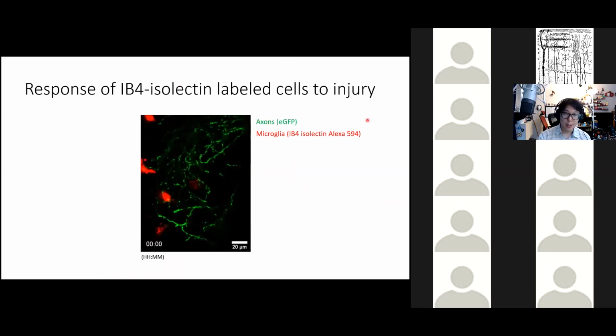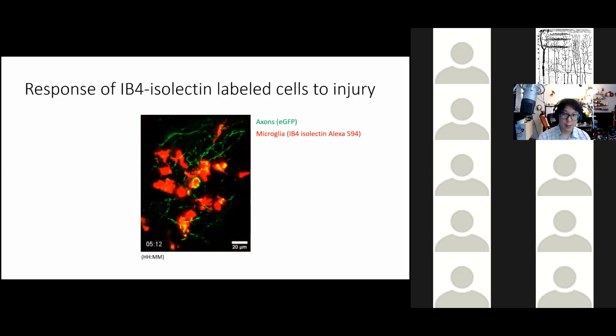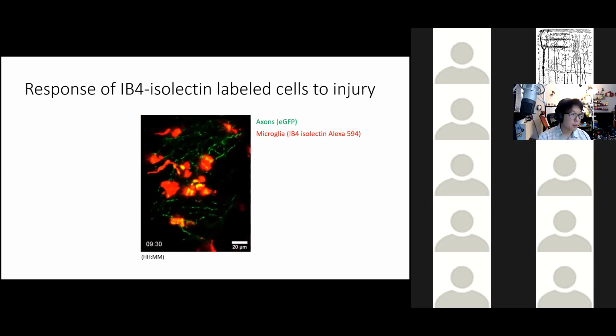So just to show that IB4 isolectin does indeed label microglial cells, we performed a laser ablation injury to the neuropil. And as you can see, the IB4 isolectin labeled cells mobilize to the injury site and phagocytose injured tissues, providing functional confirmation that these are microglial cells.